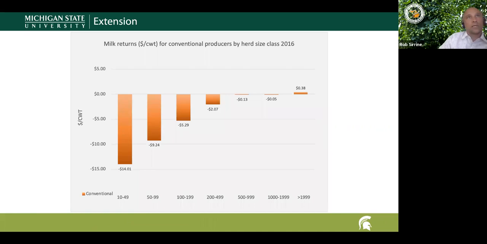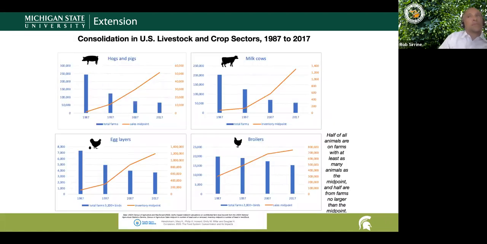Just a snapshot in time in 2016. Again, the herd size at the bottom there, net returns. The only ones making money in 2016 were the ones that had over 2,000. Same thing is happening in livestock and in different crop sectors as well, and I'll just focus on this one on the left here.